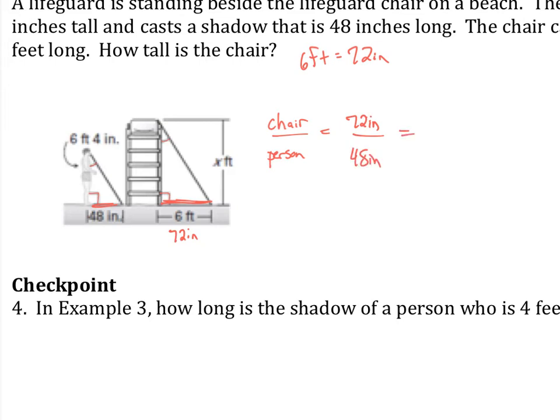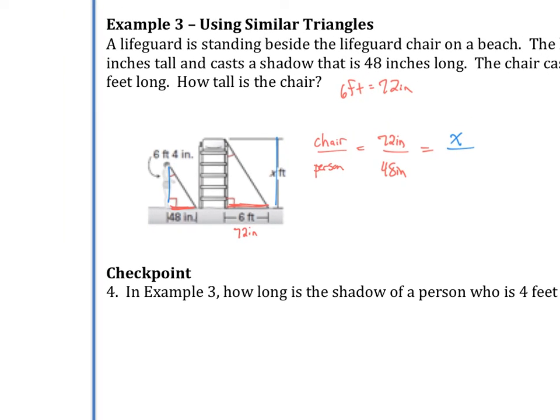Okay, so we did the shadow length. And then the height of the person is 6'4", and the height of the chair is X. So X will go on top. I'm going to change 6'4" into inches. So 6 feet is 72 inches. So 72 inches plus 4 inches is 76 inches. Okay, so he is 76 inches tall.